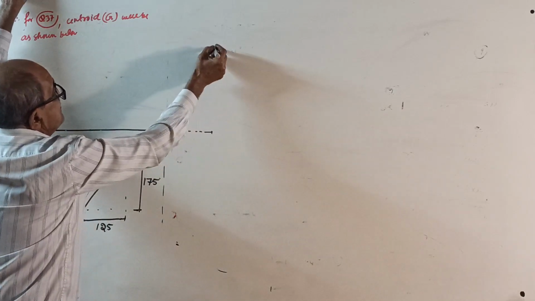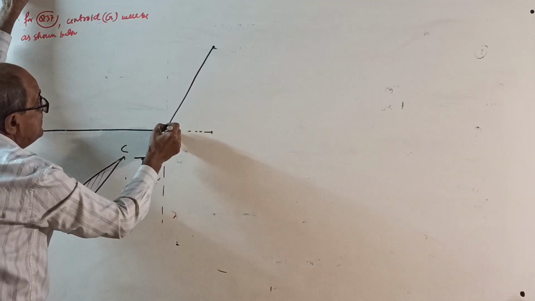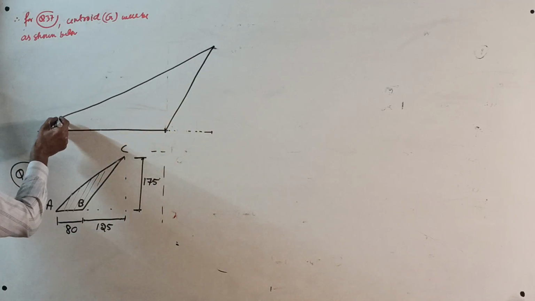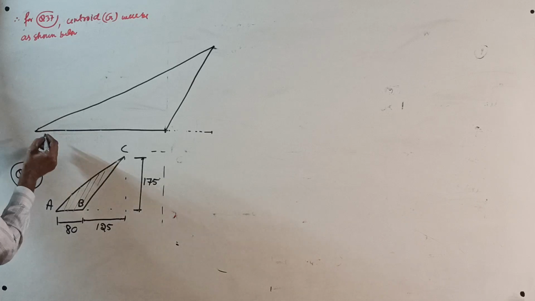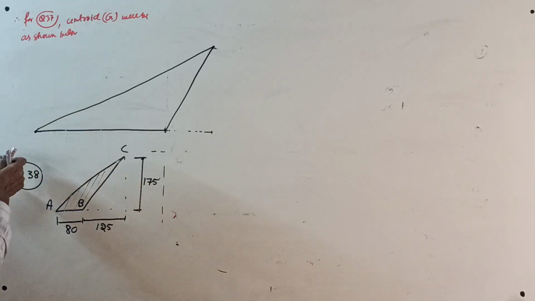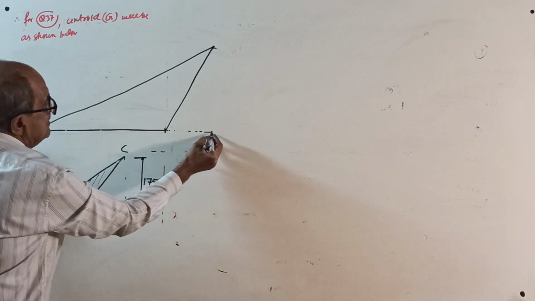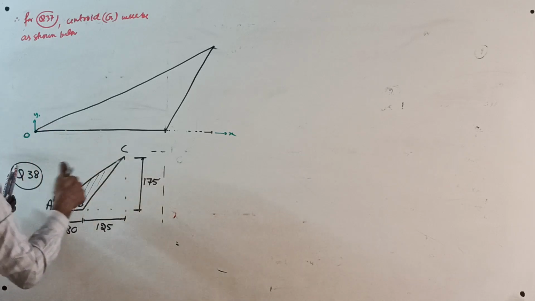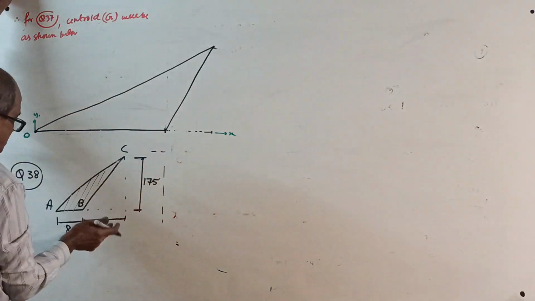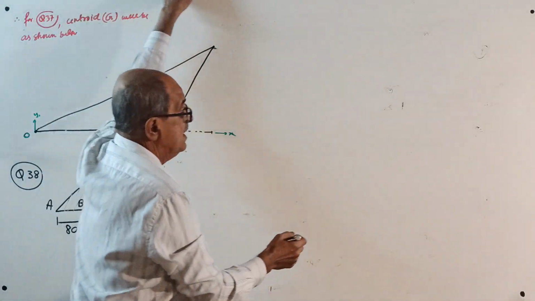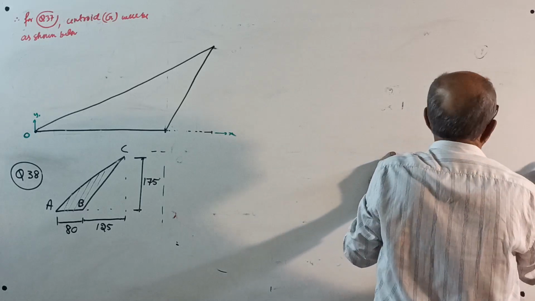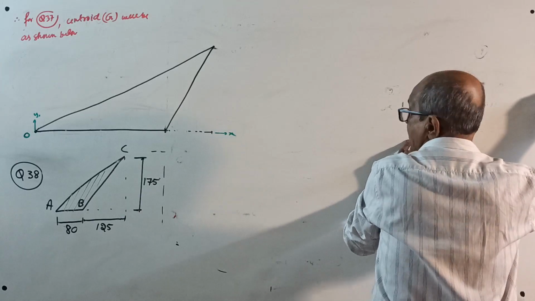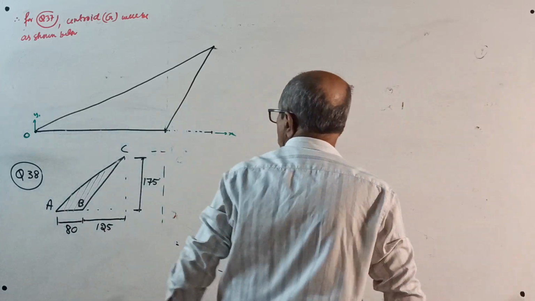The triangle is like this, see. Okay, straight, no problem. This is your point O. This way you have taken X, this way you have taken Y. If you want this dimension, it is 80, 125, 80, 125, and height is 175. Okay, leave it. I can remove this one now.